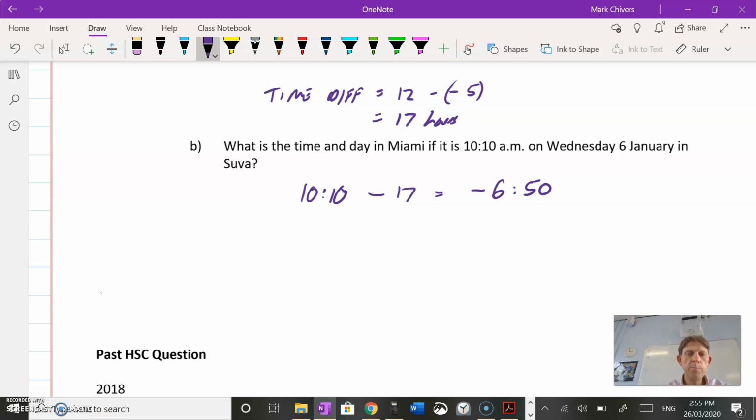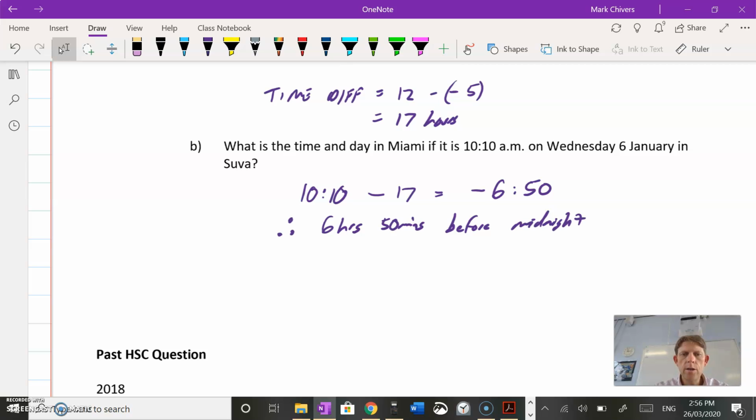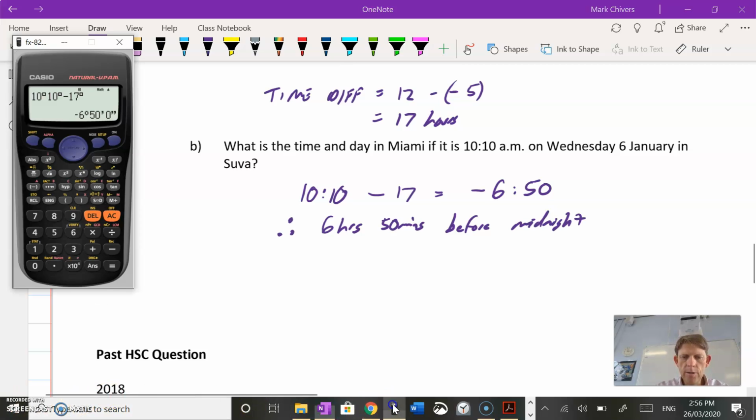Now that doesn't make a lot of sense, but what that essentially means is we are 6 hours, 50 minutes before midnight. So if we think about that, we can use our calculator and go, well, midnight is basically at 24 hours if we're going backwards, and we can take away 6 hours and 50 minutes, and we're left with 17:10.